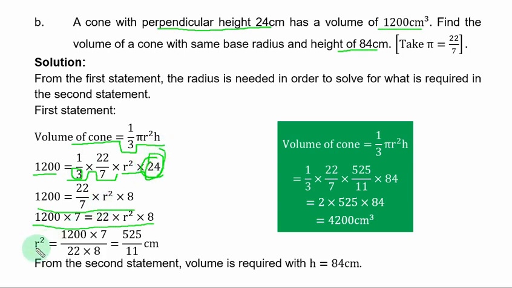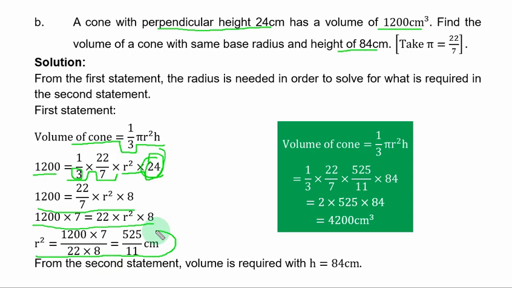To get r squared, divide both sides by 22 times 8. That is what you have here. And you have 525 over 11 centimeters squared. So let's leave it in that form, because the volume of the second cone also contains r squared. So let's express this radius in terms of r squared.